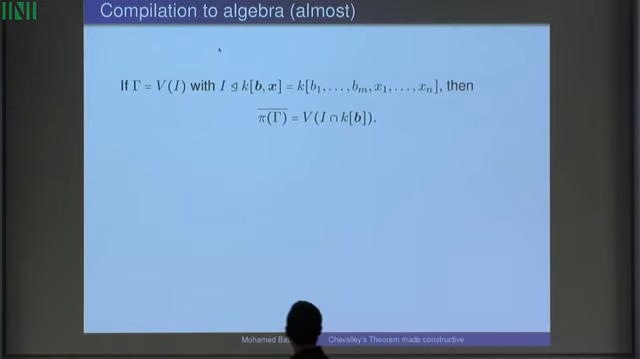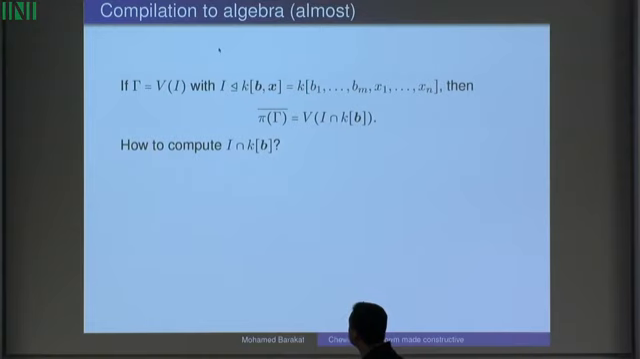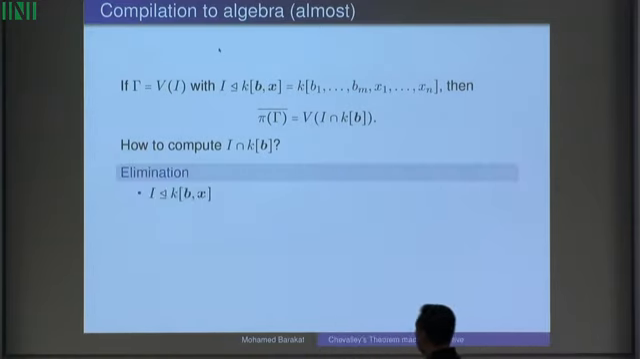Okay, so we see on the right-hand side an algebraic operation. If we can do this algorithmically, then at least we can get the closure of the image. But of course, we want the image and not just the closure. So how do we compute the intersection to be able to compute at least the closure? This is an intersection of an ideal with a subring. And this is standard. This is called elimination. So you have an ideal in the polynomial ring.